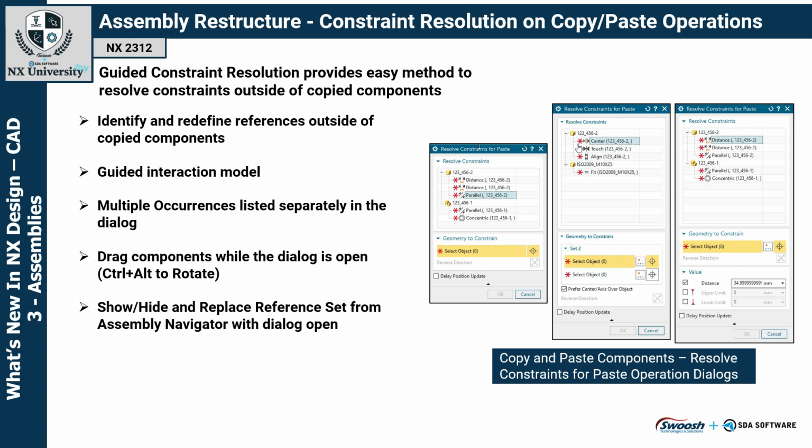All right, the next item we'll look at here is assembly restructure, constraint resolution on copy paste operations. The guided constraint resolution provides an easy method to resolve constraints outside of copied components. It allows you to identify and redefine references outside of those copied components. It has a guided interaction model, multiple occurrences listed separately in the dialog, and you can drag components while the dialog is open. If you want to use interactive keys on the keyboard, Control plus Alt is going to allow you to rotate while you're dragging the components as well.